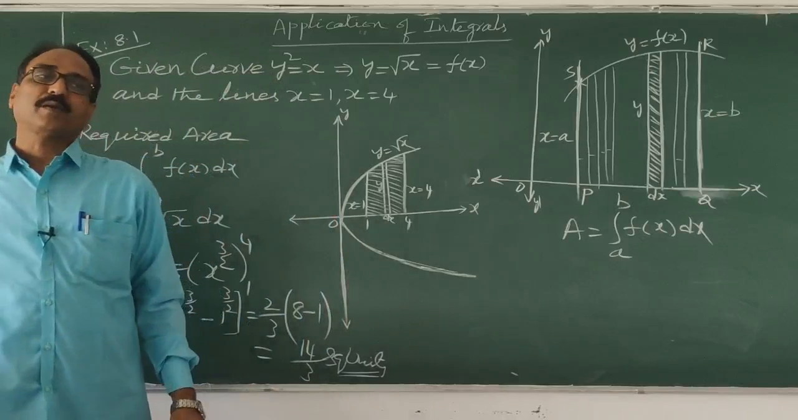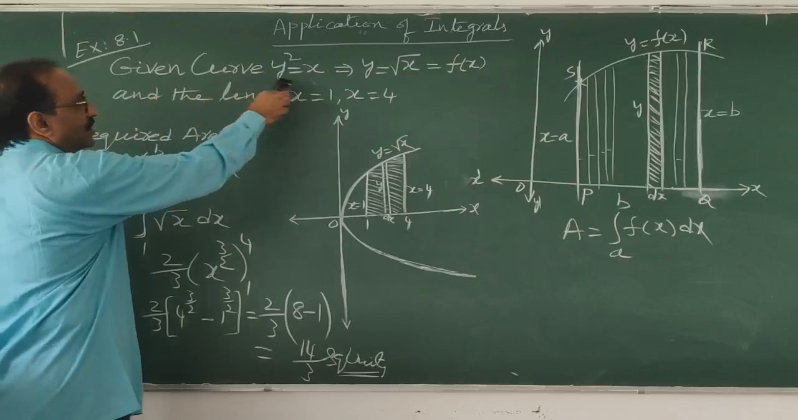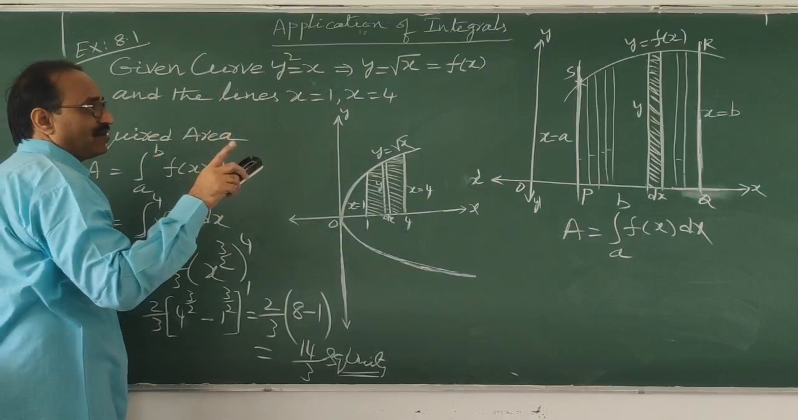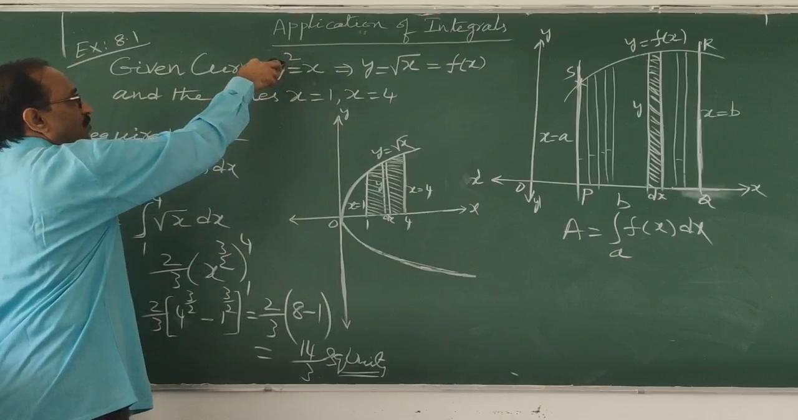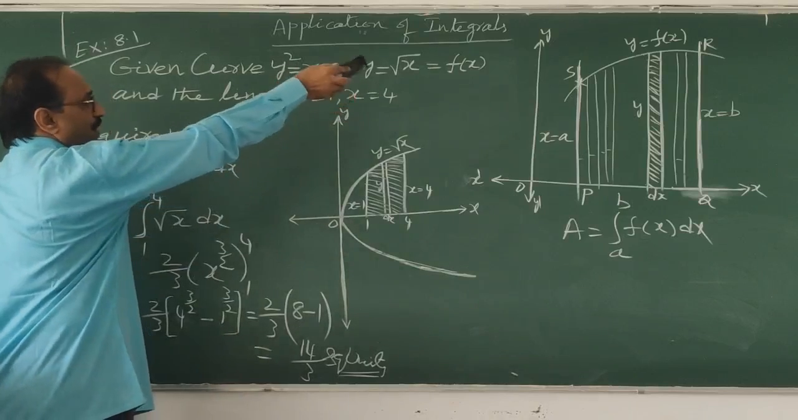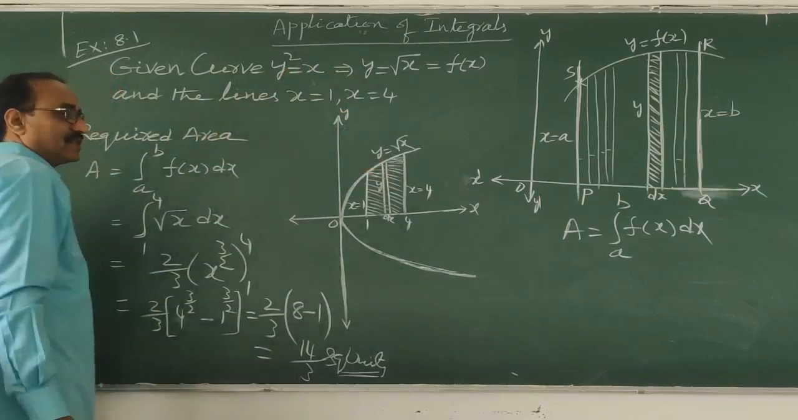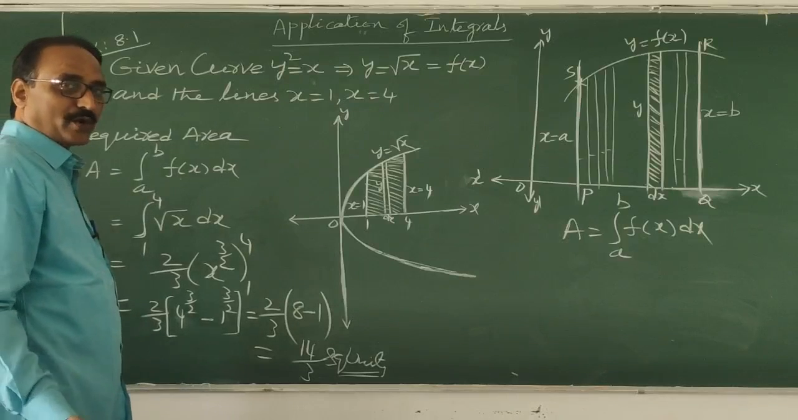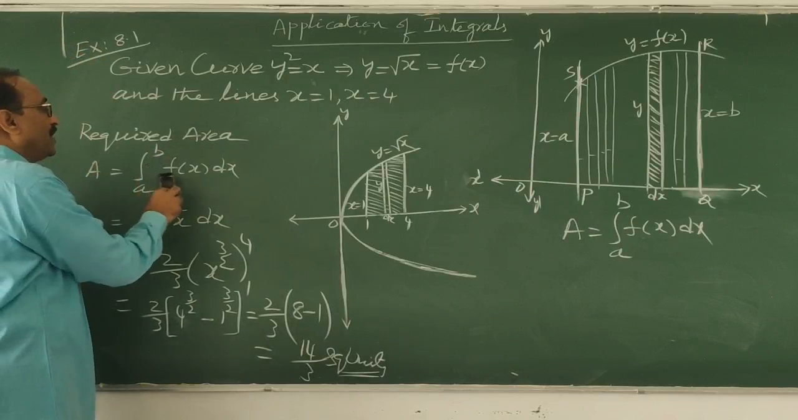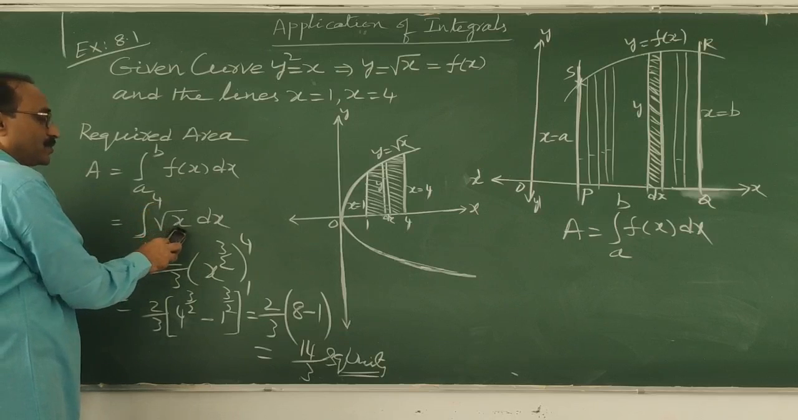Okay, this type of problems we are going to ask this time. So once again I will tell you, given the curve y square is equal to x, first it will be in the form of y is equal to f of x. Here y square is there. I want to remove the square, means how? Root. y is equal to root x, that is f of x. And the lines x is equal to 1, x is equal to 4, compare with the given x is equal to a and x is equal to b, the lower and upper limits. Good. So how will the required area be represented? A is equal to integral a to b f of x dx, that is, integral a means 1, b means 4, f of x means root x dx.